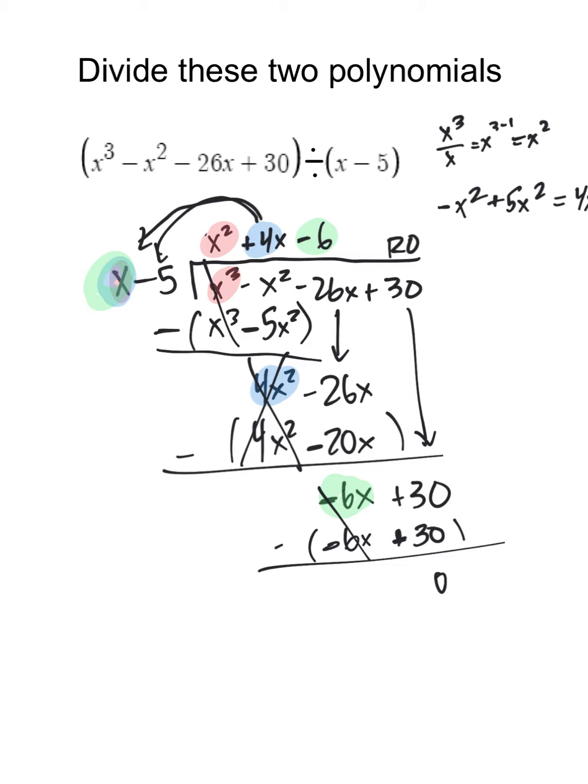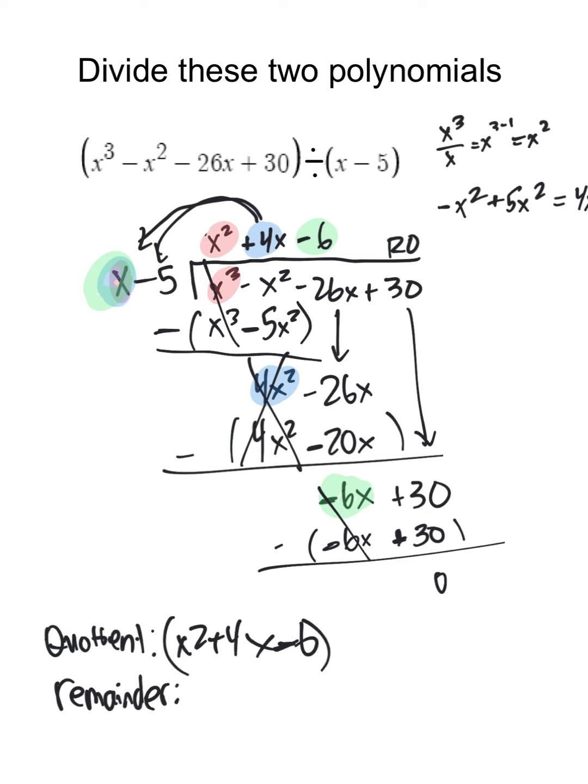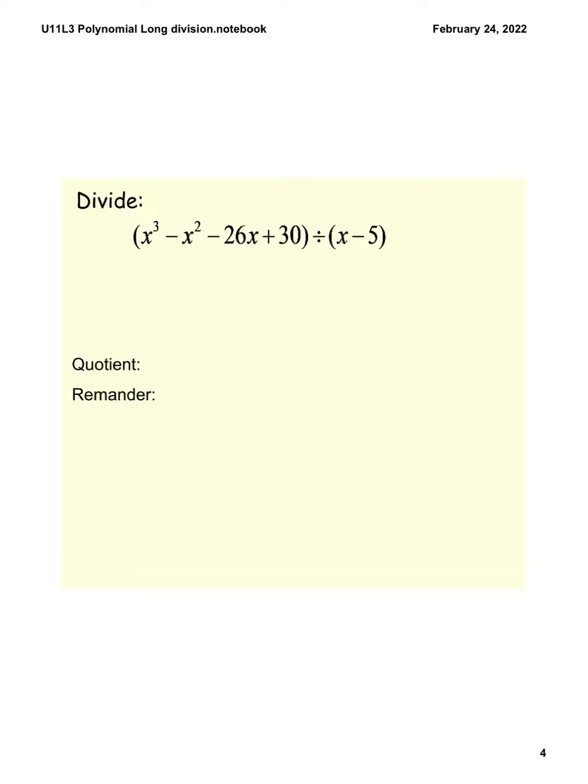Okay? And what I want you to realize is that this quotient that you get out, this quotient of x squared plus 4x minus 6, because we had a remainder of 0, if I multiply that by that x minus 5, I'm going to end up with my original polynomial, x to the third minus x squared minus 26x plus 30.